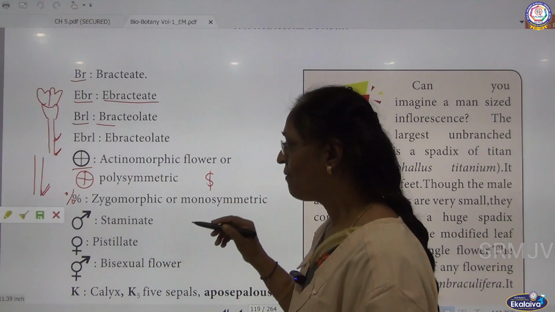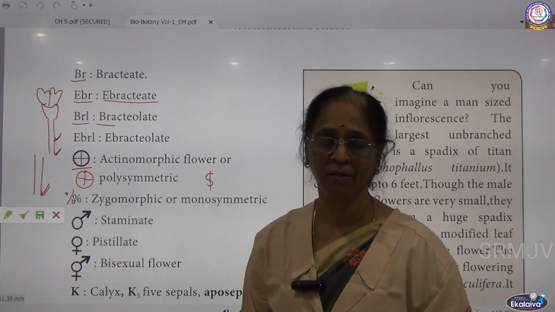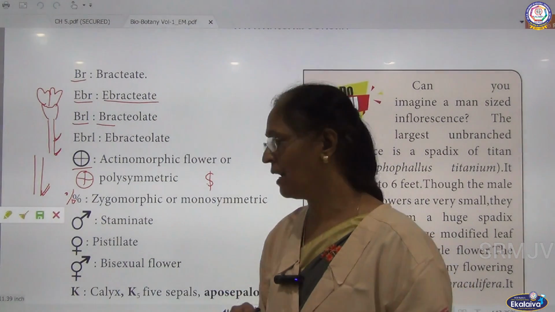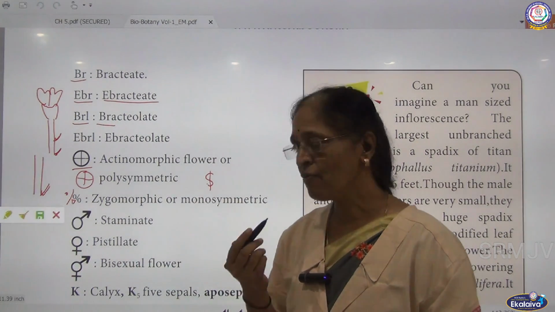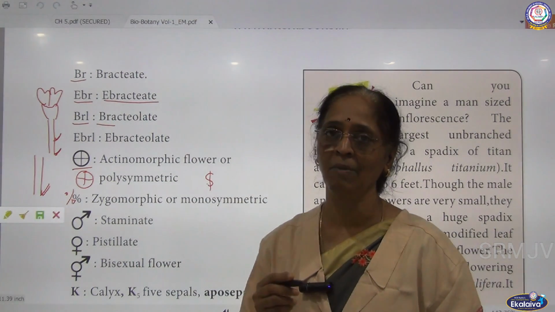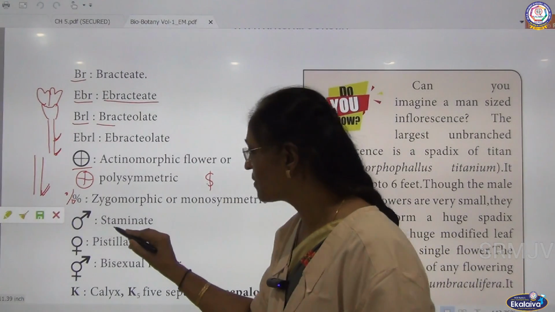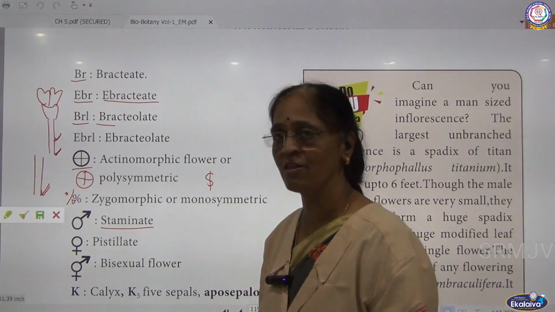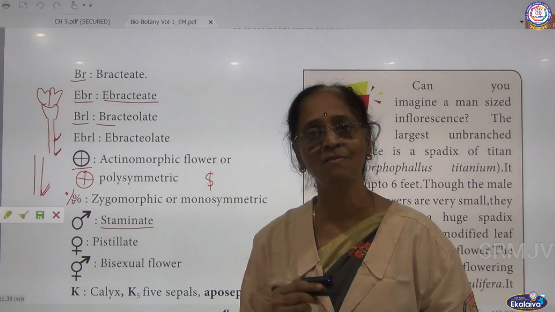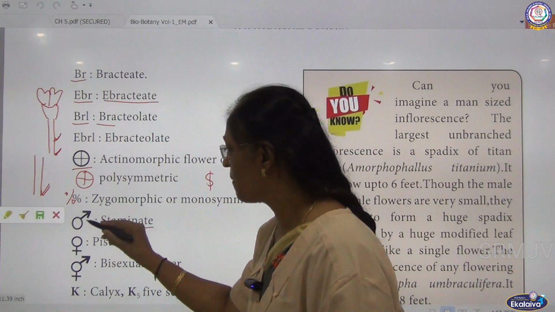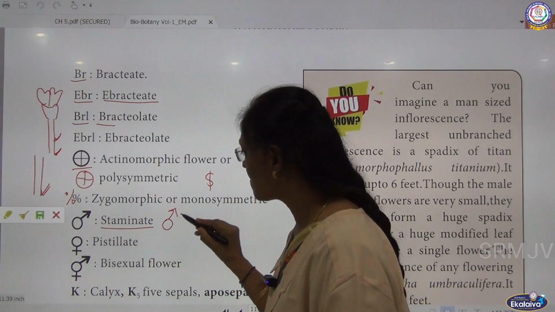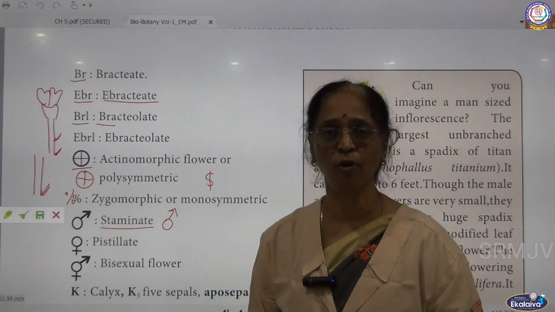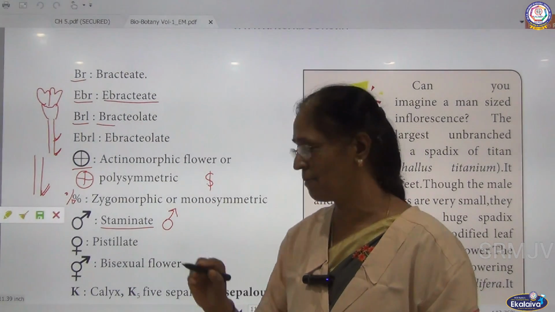And then, when we talk about the sex of the flower, it may be unisexual or bisexual. If a flower has only the male part, that is the stamen alone is present, then you call that flower a staminate flower, and we represent it with this. If you find this formula, then you say the flower is staminate.